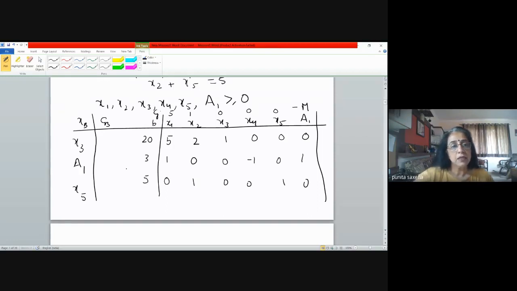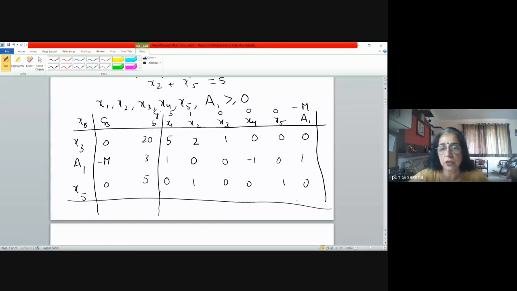So now we have to write the coefficients from the objective function of these basic variables. For x3, it's 0. For a1, it's minus M. And for x5, it's 0. Right? Now see, we begin.